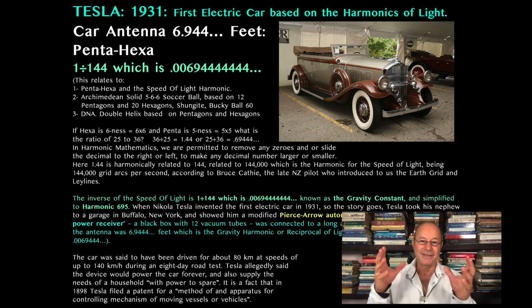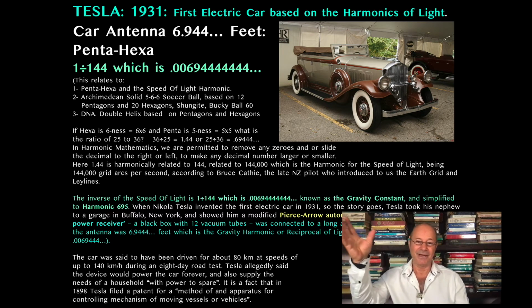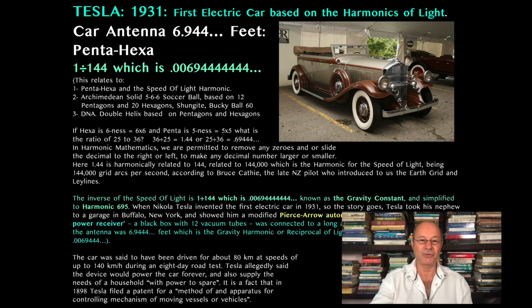So we're not talking about the modern day Tesla who's sending rockets out into space. We're talking about Tesla in the 1920s. In 1931, he built the first car, and it ran on a frequency, and the frequency was based on an antenna that was exactly 6.944 feet.